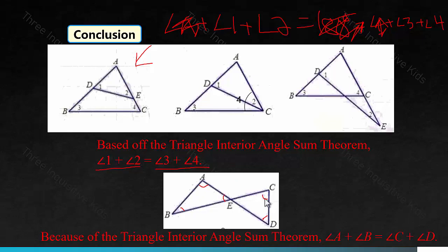Angle AEB is congruent to angle CED because they are vertical angles of each other. So that's why angle A plus angle B equals angle C plus angle D.